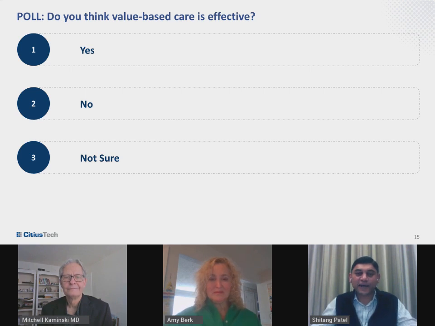All right. It seems like the majority think that it is effective. It's close to 70%. There's almost 25% in the not sure bucket, which obviously is exactly what we were after here. And there's also less than 10% in the no bucket. So two-thirds yes, one-third unsure or no is where we're at in the poll, Amy and Dr. Kaminsky.